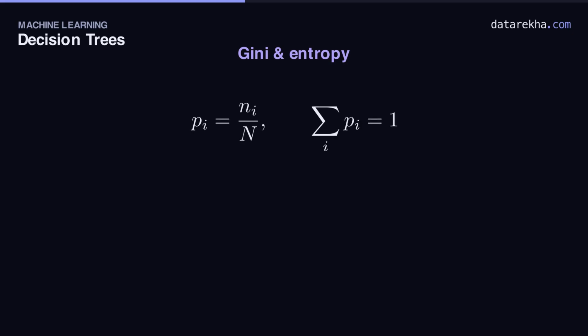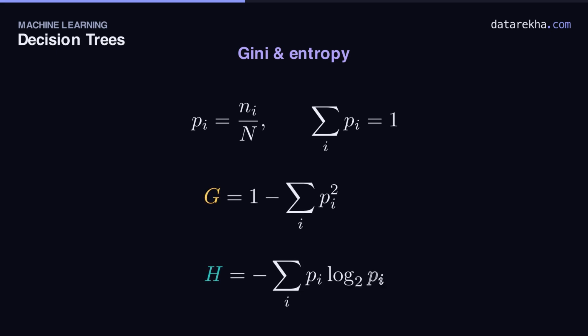In a node, count each class, divide by the total, and you get the class probabilities pi. They're fractions between 0 and 1, and they add up to 1. The first measure is Gini impurity, 1 minus the sum of the squared probabilities. The second is entropy, borrowed from information theory, minus the sum of pi times the log, base 2 of pi, measured in bits. Notice the minus sign out front. Each log is negative, so the minus makes entropy positive.